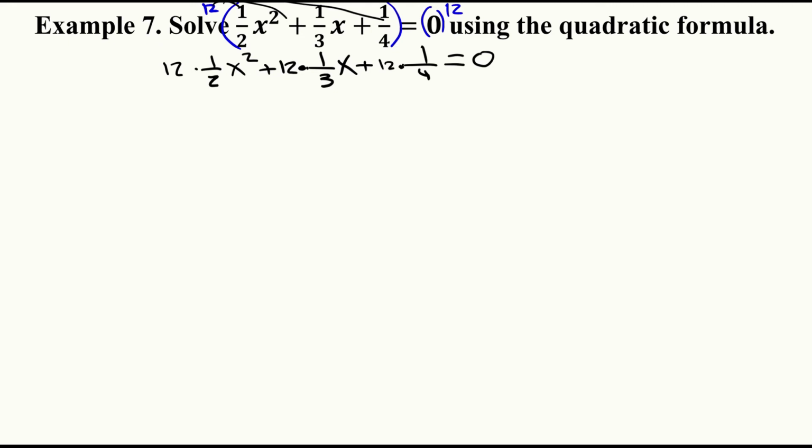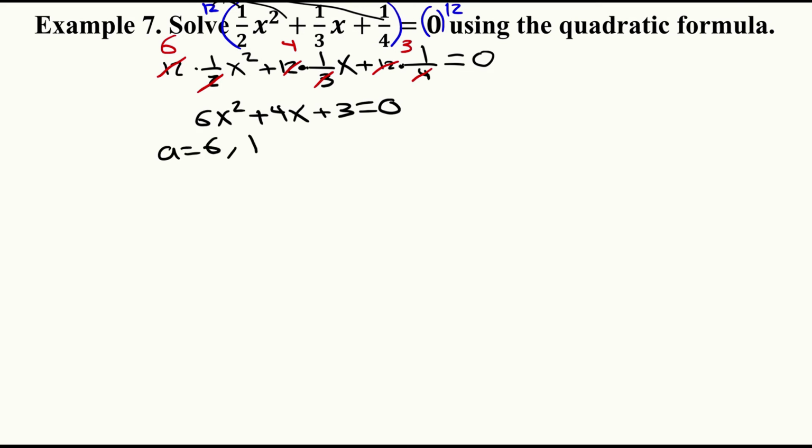So here we can cross cancel now to clear the fractions. We get 6 here, we get 4 there, and we get 3 here. So our new simplified equation is 6x squared plus 4x plus 3 is equal to 0. It's a very nice simple equation. So we have a equals 6, b equals 4, and c equals 3.